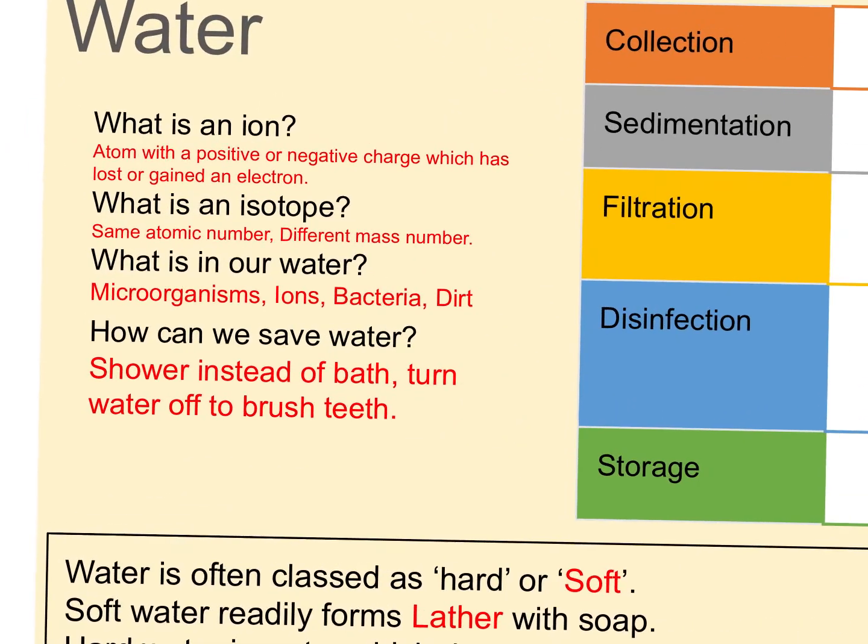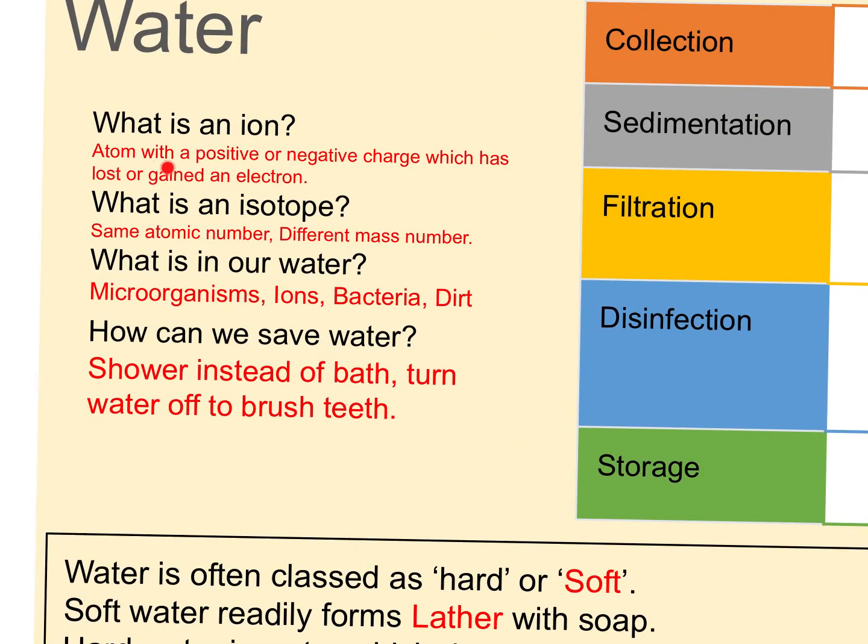So what is an ion? And I've kind of talked about this throughout the video. An ion is an atom with a positive or negative charge which has lost or gained an electron. What is an isotope? An isotope has the same atomic number but a different mass number. So these two are isotopes of each other because they've got the same atomic number but a different mass number.